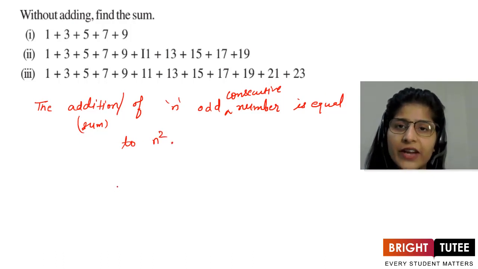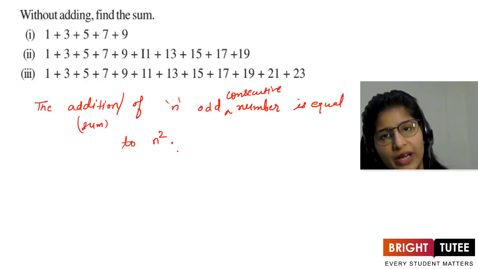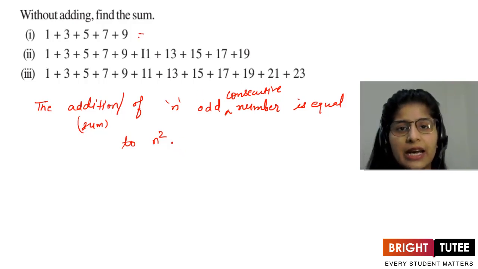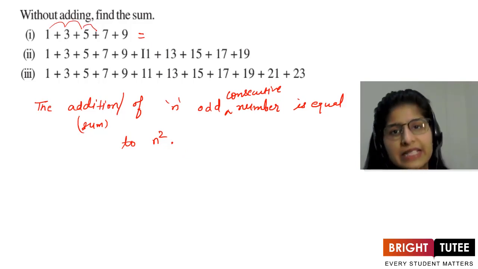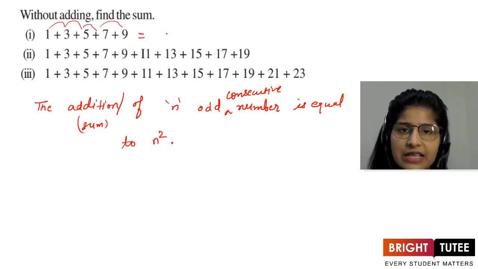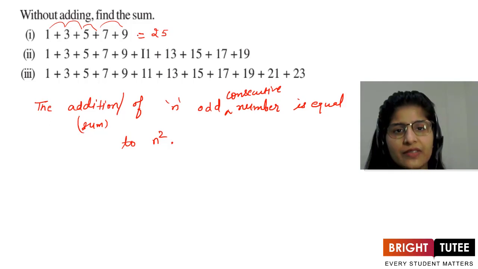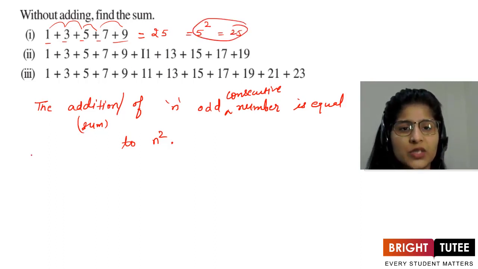That means if you add 5 odd numbers, it will be equal to the square of 5. Just to see here, 1 and 3 is 4, 4 plus 5 is 9, 9 plus 7 is 16, and 16 plus 9 is 25. How many odd numbers? 1 2 3 4 5. So directly you can write it is equal to 5 square, 25. So the first one is done.